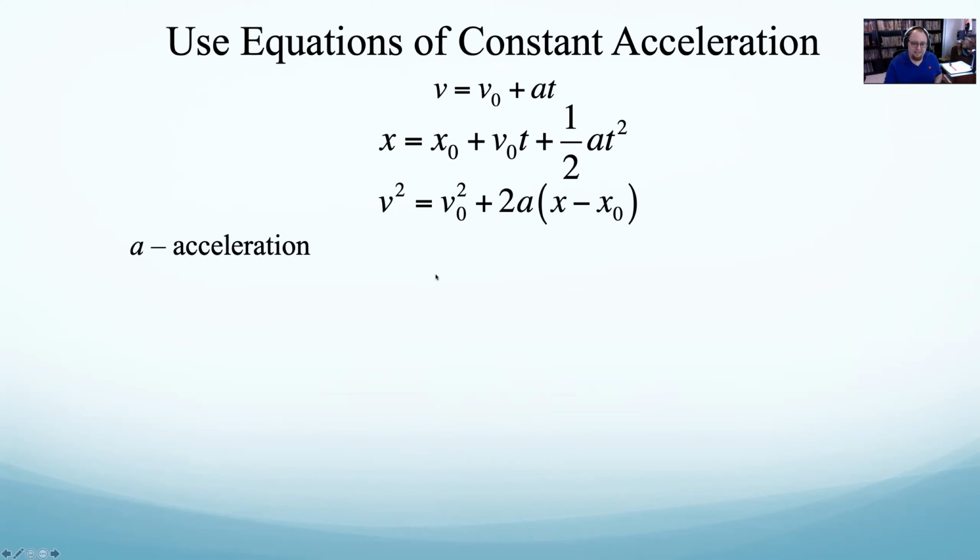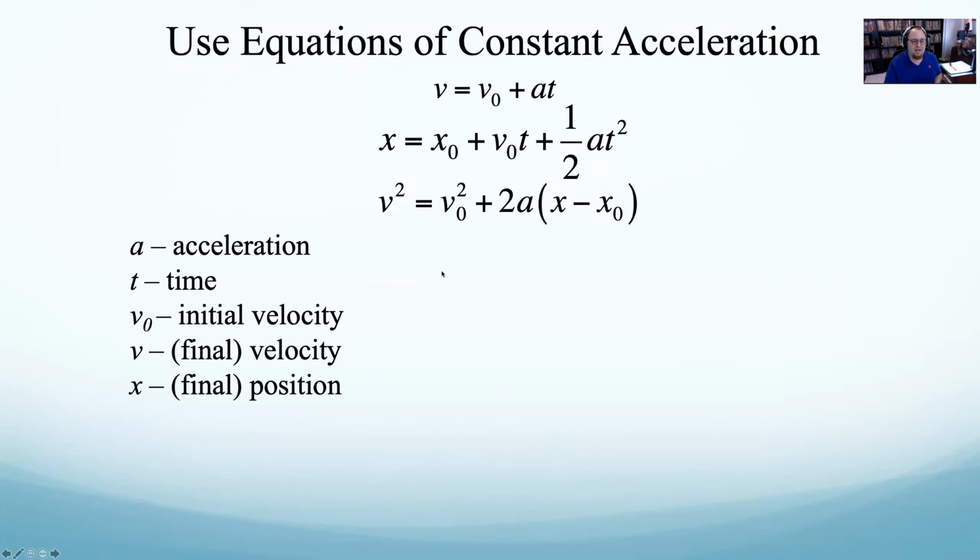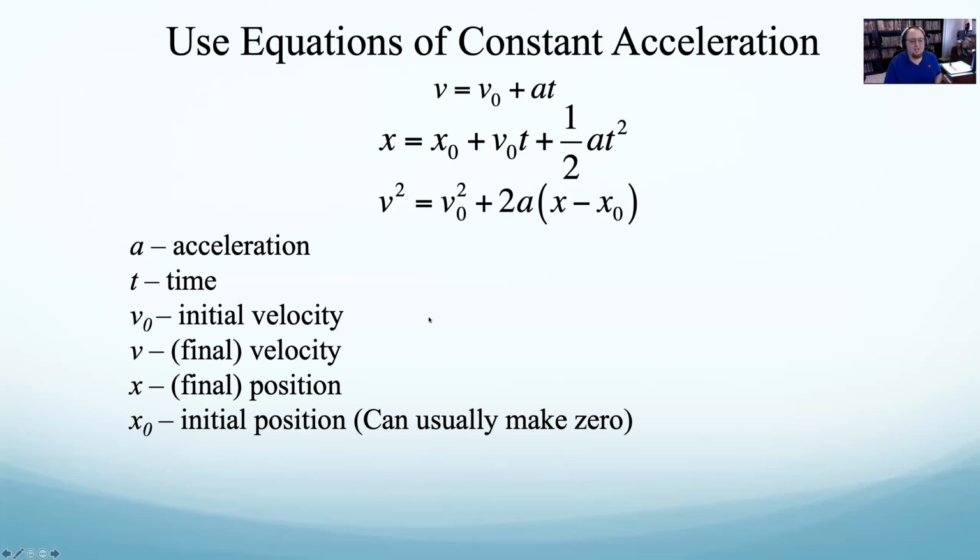Well, A is acceleration, T is time, V naught is initial velocity, V is final velocity, X is final position, X naught is initial position. Almost always, though, we can define x naught as 0. When doing height, I will not say that. When doing height, I don't always define y naught as 0. I'll explain why next class. But when you're doing left and right, you always got to pick something to make 0, make it your initial. And so x naught will almost always be 0.